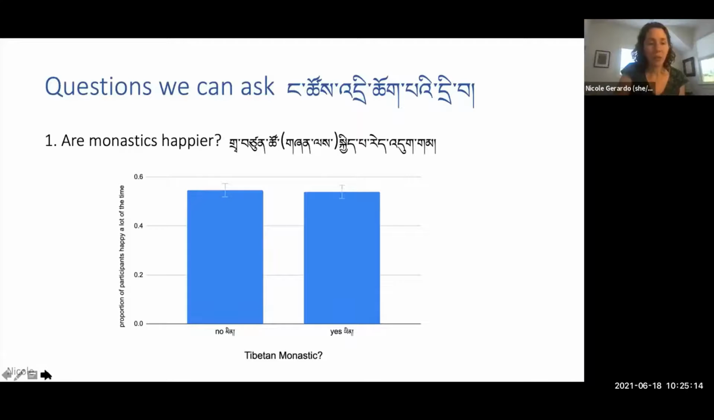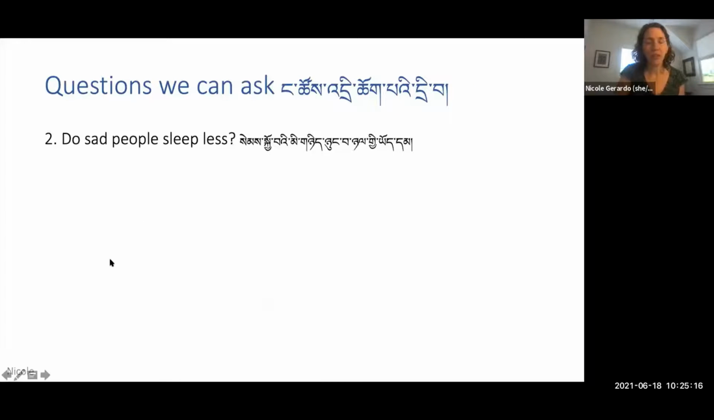So let's look at one more question. So this is a question, do sad people sleep less? So this is us trying to connect the data about emotions with the data about sleep.